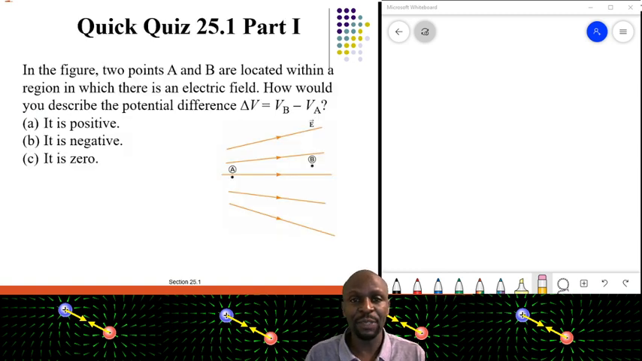Now let us do the following quick quiz. In this figure here, 2 points A and B are located within a region in which there is an electric field. How will you describe the potential difference between point A and B? The potential difference is from point A to B.